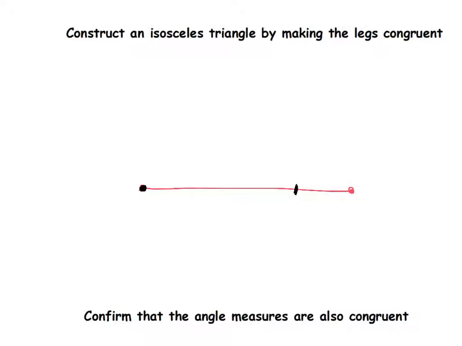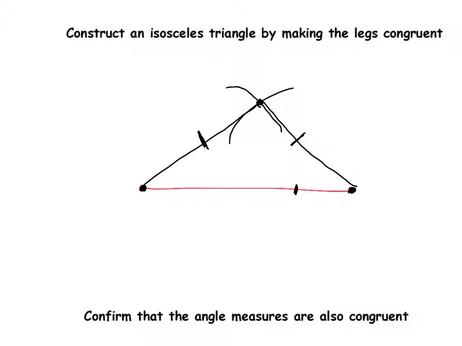Now, once I have that measurement with my compass, I'm just going to come up here and create an arc. Then I'm going to put my point on the other end and create the same arc. And what I've got then is this X that I can draw in, and here's going to be my isosceles triangle. I make these two legs be the same and purposely make this other side be different. There's my isosceles triangle.